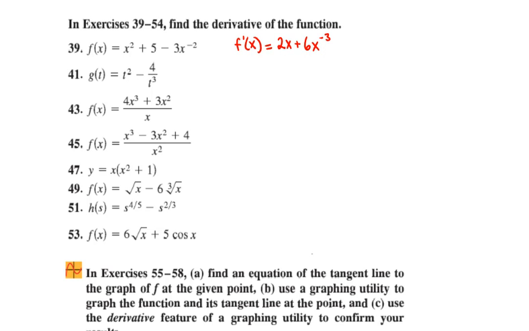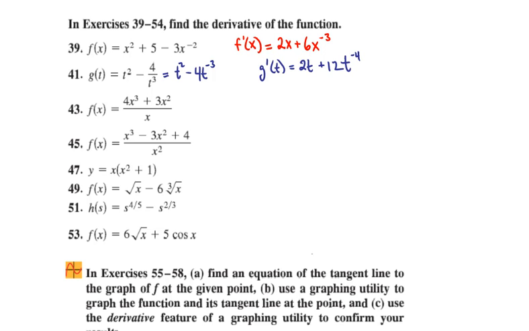In the next one, we'll rewrite that first as t squared minus 4t to the negative third. So g prime of t will be 2t, then plus, because negative 3 times negative 4 is positive 12, then t to the negative fourth. 2t plus 12t to the negative fourth.